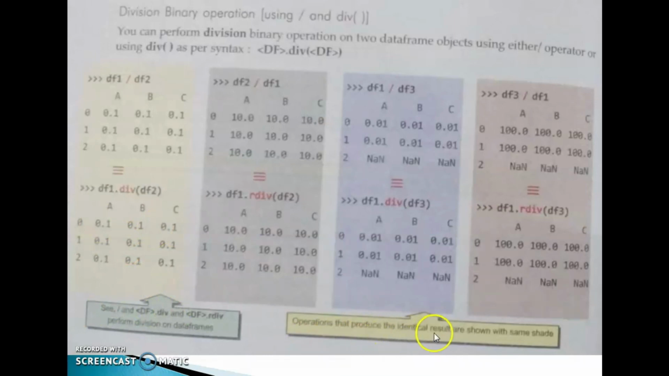Operations that produce the identical result are shown with the same shade, div and rdiv. Okay, df1.rdiv. Within this parenthesis we can specify df3, that means df3 divided by df1. Check this one, df1.rdiv(df2), that means df2 divided by df1. Reverse division. Clear?